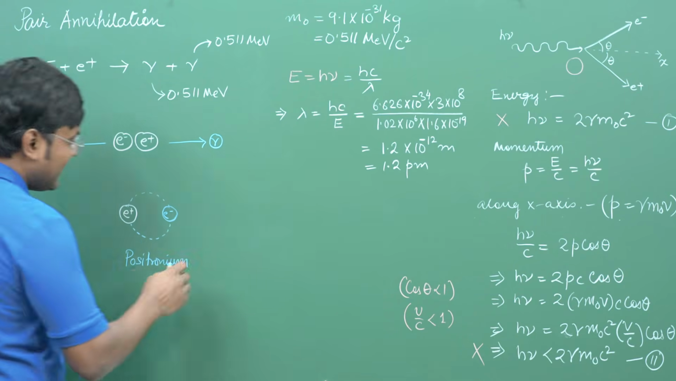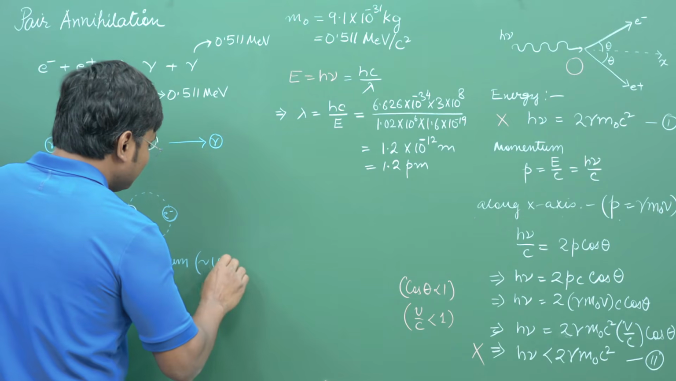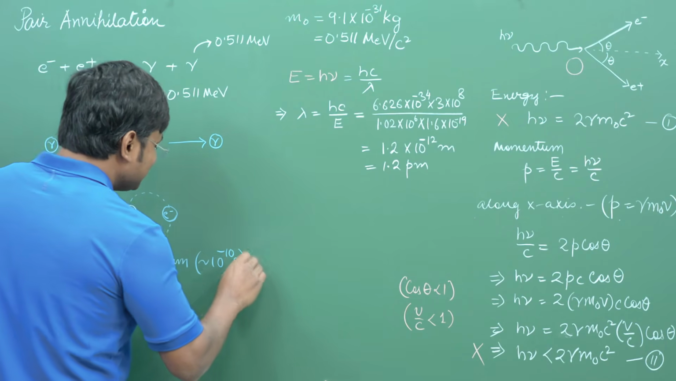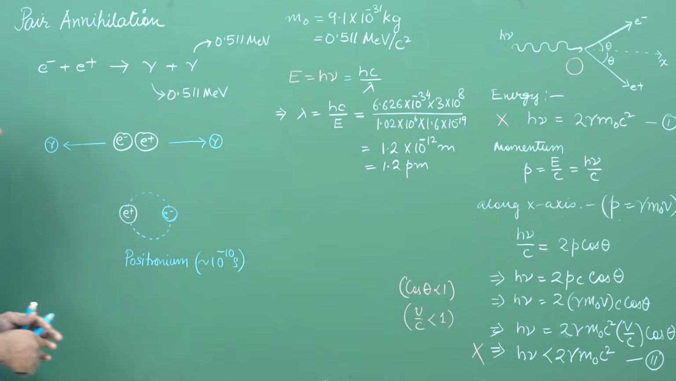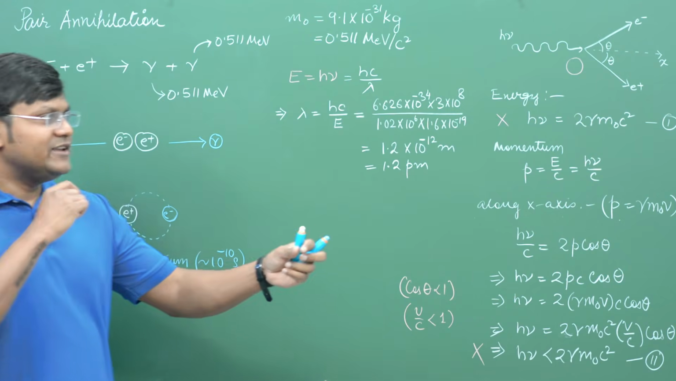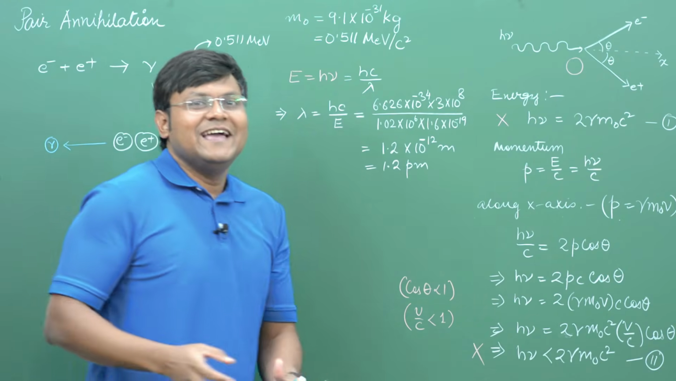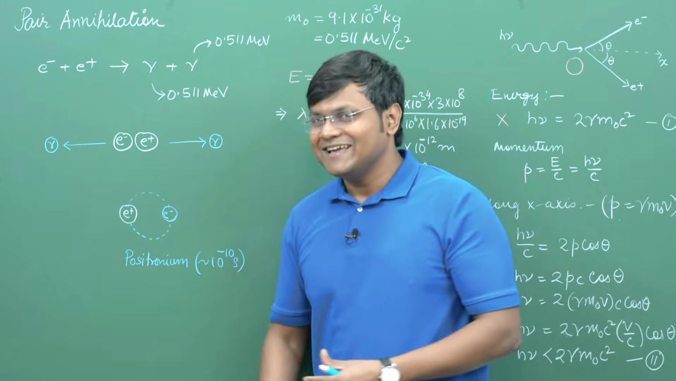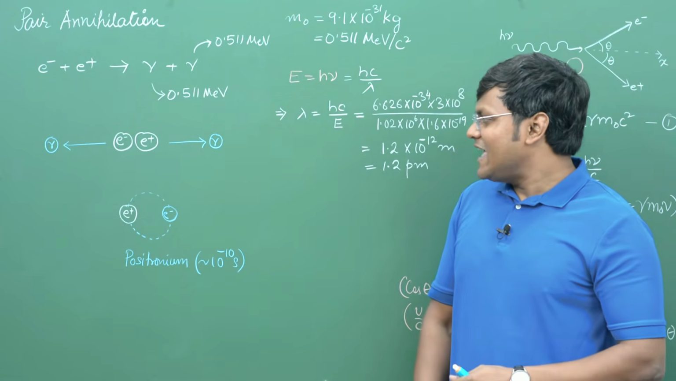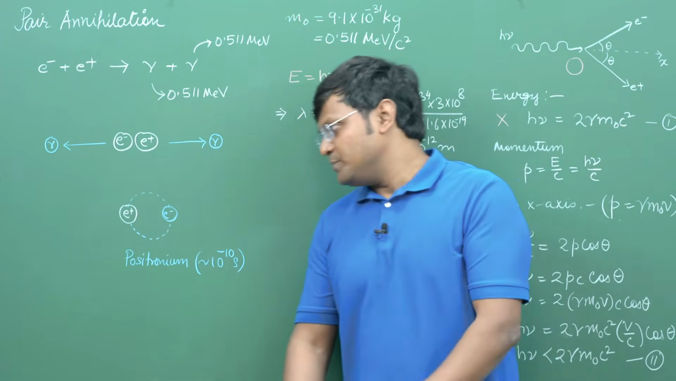The positronium atom has a lifetime of around 10 to the power minus 10 seconds. So it's a very, very short lifespan, and both the electron and the positron spiral around each other, and then they vanish and annihilate, and two photons are created. Okay, so this is like a death spiral into annihilation.